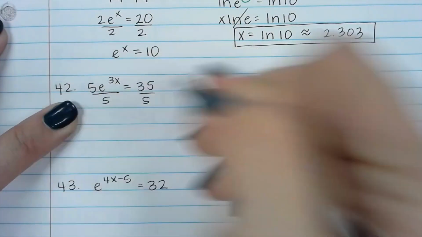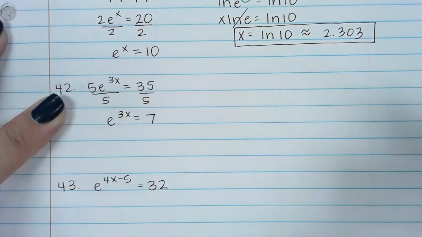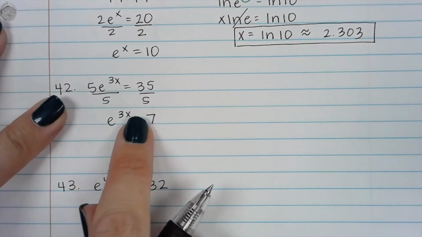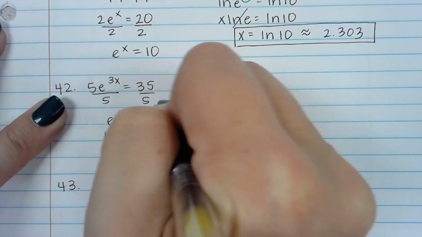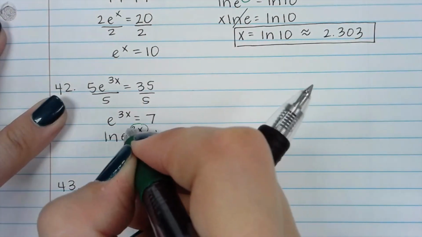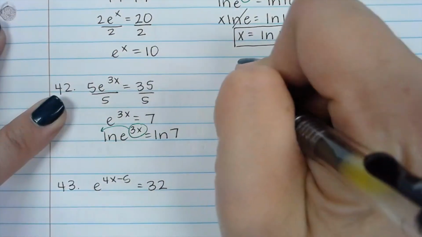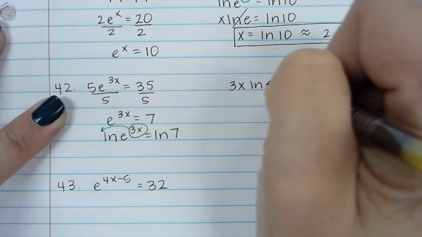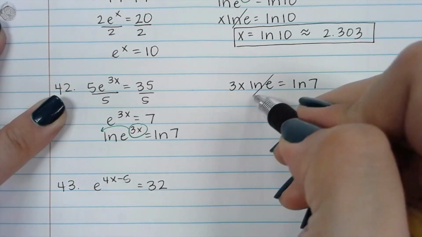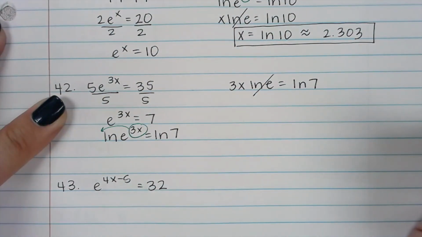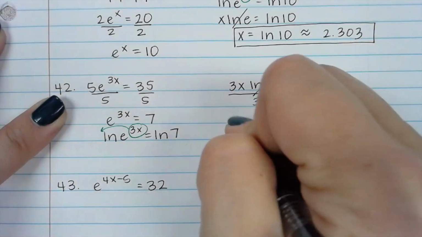On question 42, I need to start by dividing both sides by 5. And then now I have the base all by itself. These are both stuck up in the exponent, and so to get them out of the exponent, I'm going to ln both sides. The 3x flips out front. And so this one's going to turn into 3x ln e is equal to ln 7. Remember from before that ln e, this part right here just turns into a 1, so it's like it goes away. And then to get the x all by itself, I'll need to divide both sides by 3.